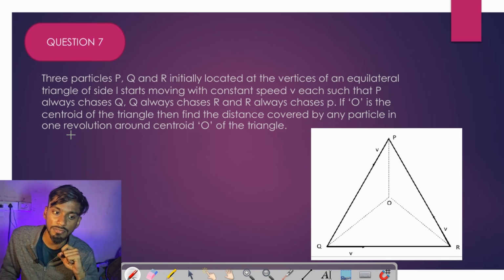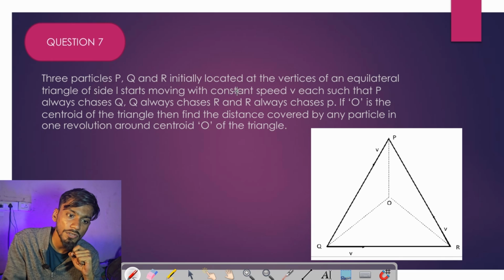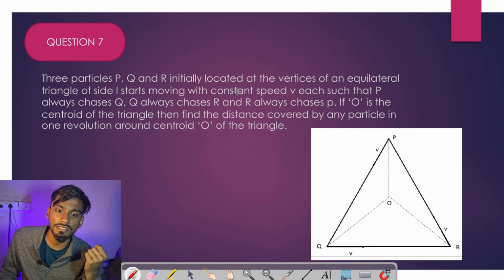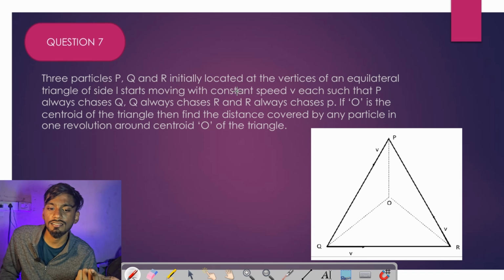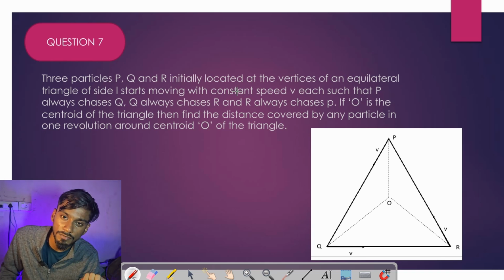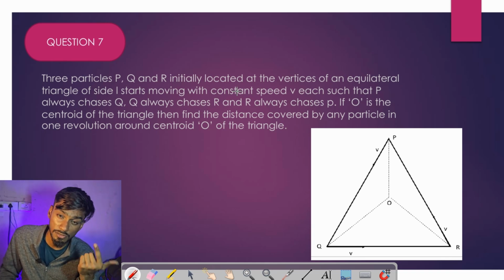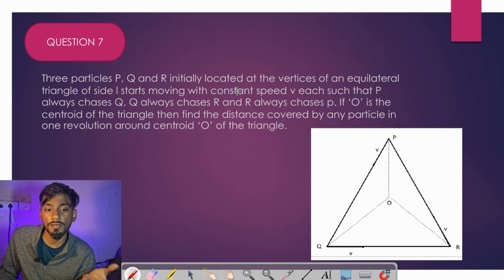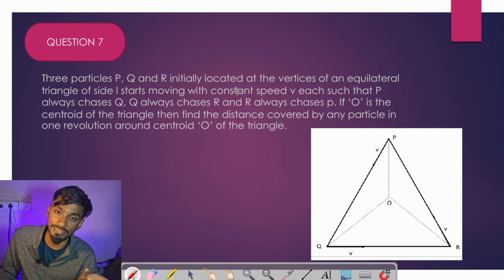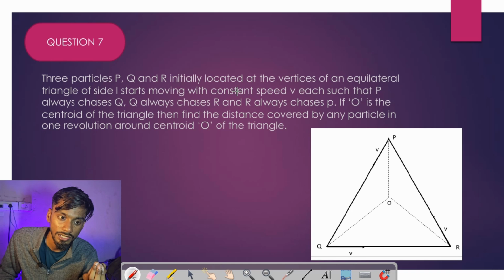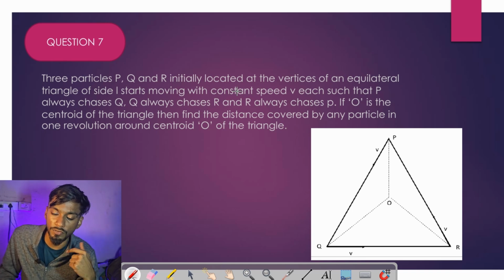This question is also a similar question. Three particles P, Q and R are initially located at the vertices of an equilateral triangle of side L. This is an extended version of the previous question. You can try this. This is also a very famous question. You must have already seen it even in GTMs, grand tests of some very famous institutes. So these three questions I'm going to give as homework.